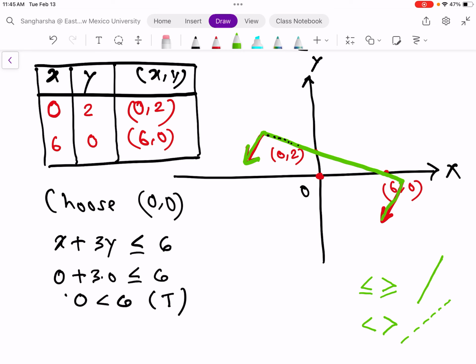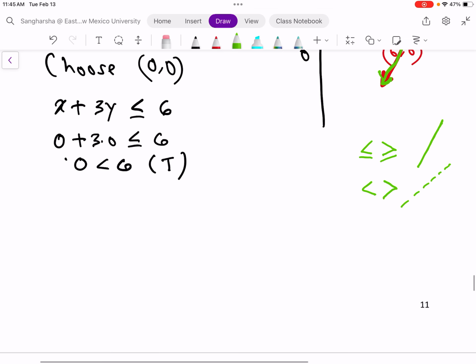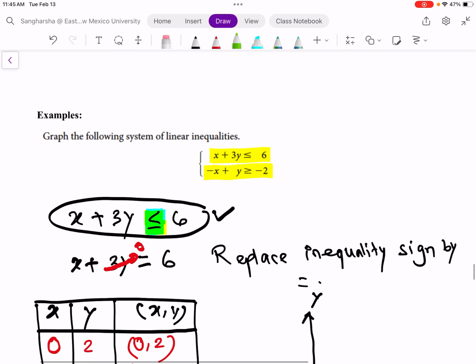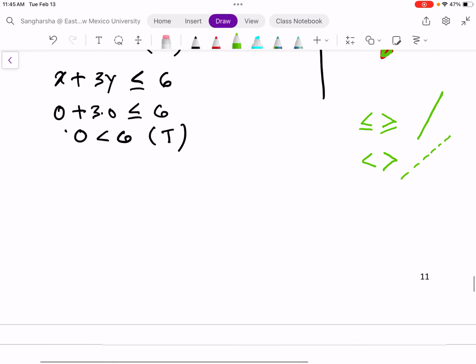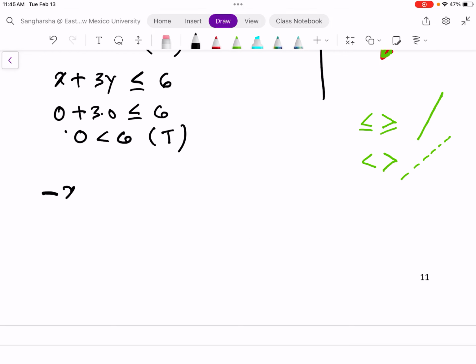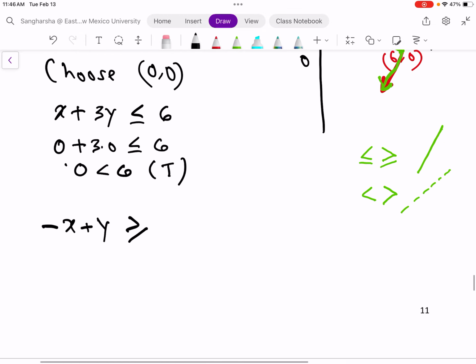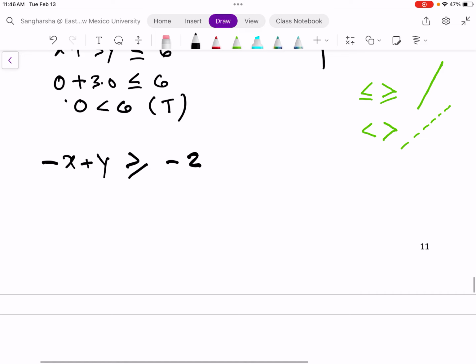Now we repeat the same process for our next inequality. Let's take our second inequality: negative x plus y greater than or equal to negative 2. First step, you replace your inequality by an equals sign. So you have negative x plus y equals negative 2. Then you plot a graph for this equation.